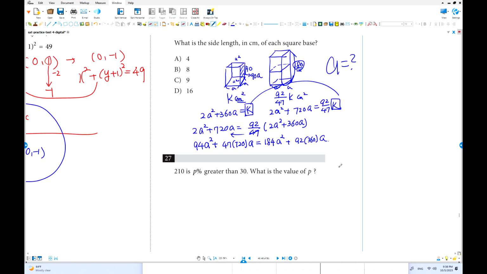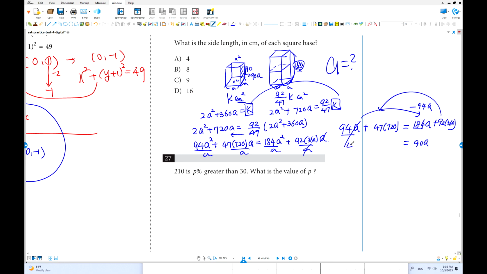Yeah, that's the equation. So when you look over here, every term has what? A. A cannot be 0, so we can divide by A, right? So finally, you get 94A plus 47 times 720 equals 184A plus 92 times 360. So 184 minus 94 is 90, right? So I'm going to move this one over as negative 94A. This one minus is 90. This one moves to the left: 47 times 720 minus 92 times 360.